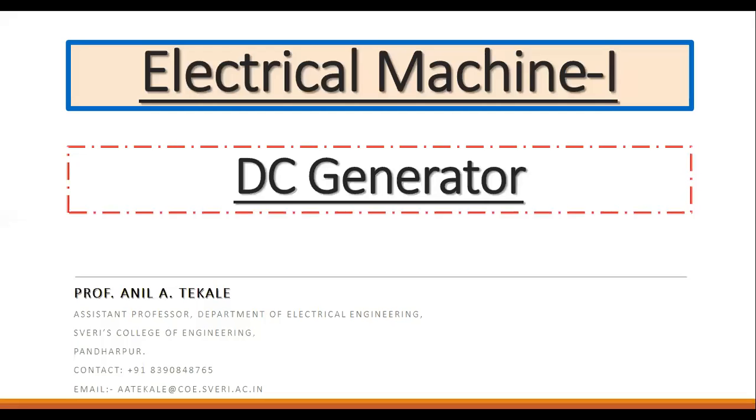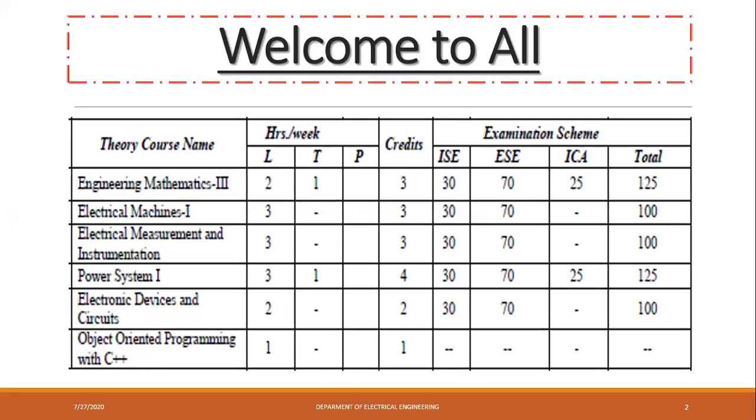Okay, so as per their request, we will revise the DC generator from the first concept. Basically, firstly we will see the syllabus structure. Electrical machines has a weightage of 30 marks for the internal examination, that is ISE, and 70 marks for the external semester examination, and the total marks are 100.